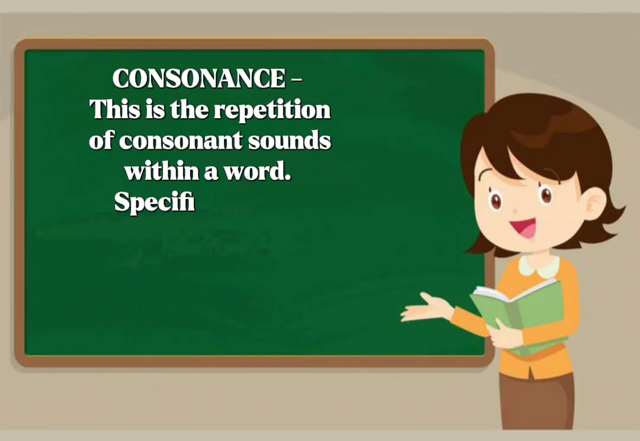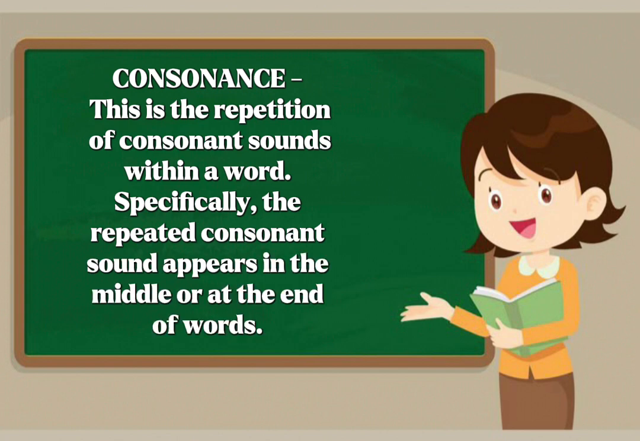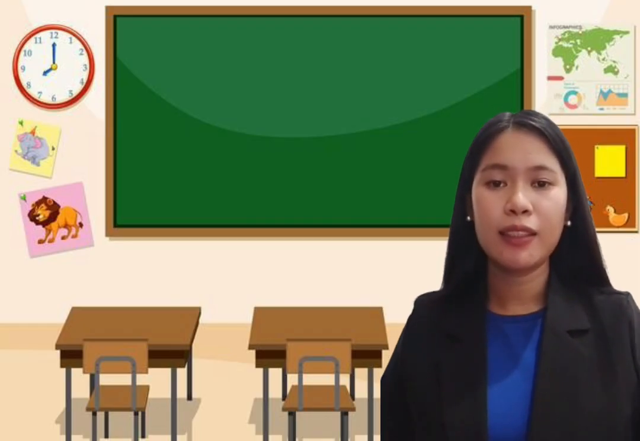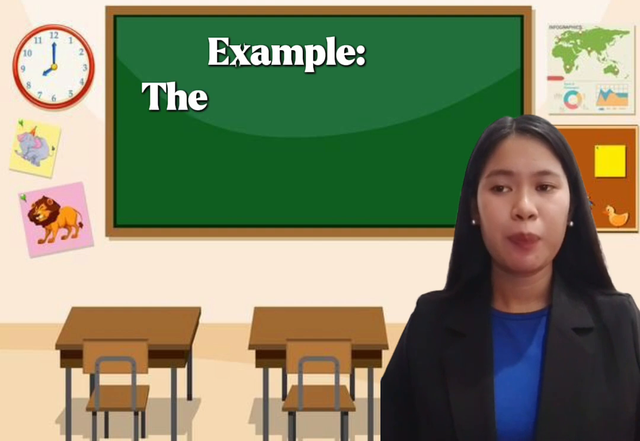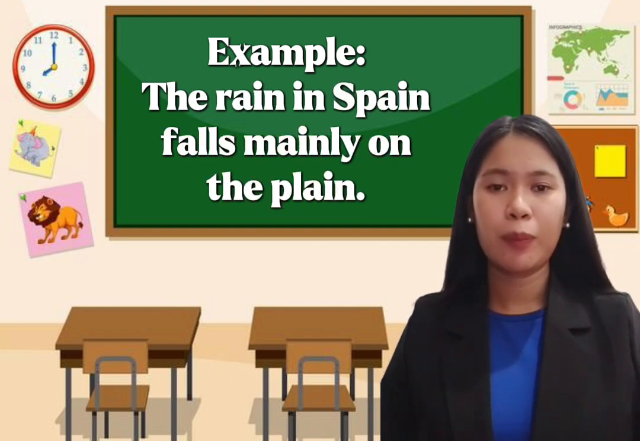Next is our consonance. So this is the repetition of consonant sound within words. Specifically, the repeated consonant sound appears in the middle or at the end of the words. So this means that consonance is the repetition of consonant sound in the middle or end of the words. Always remember that. So consonance adds rhythm to the sentence. For example, the rain in Spain falls mainly on the plain.